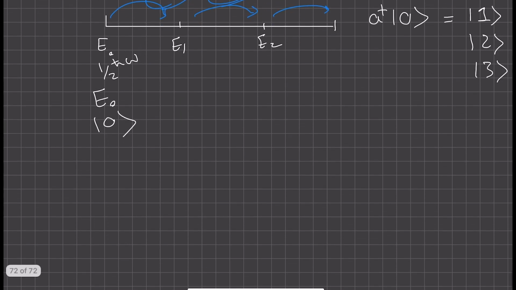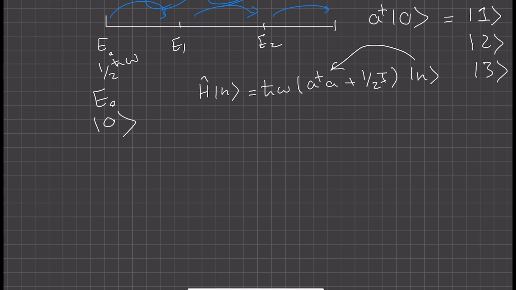And another way to say that is the Hamiltonian is written as h bar omega, a dagger a plus 1 over 2 times the identity. So for example, when I act with the Hamiltonian on a state n, this n goes to the first part, and this operator we can write as n.